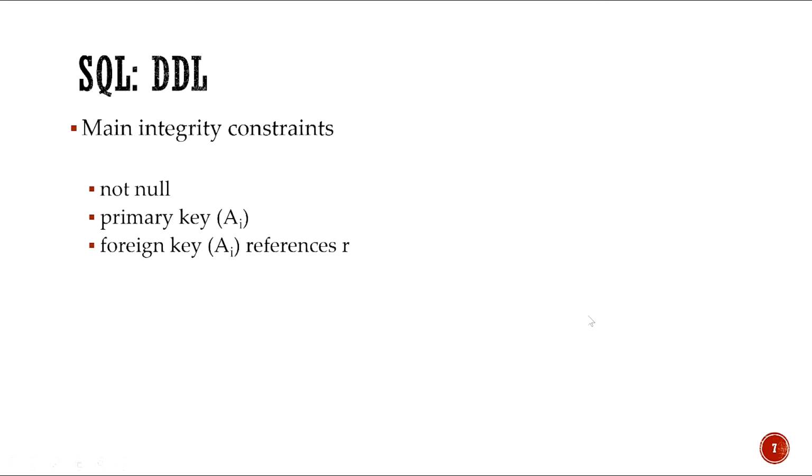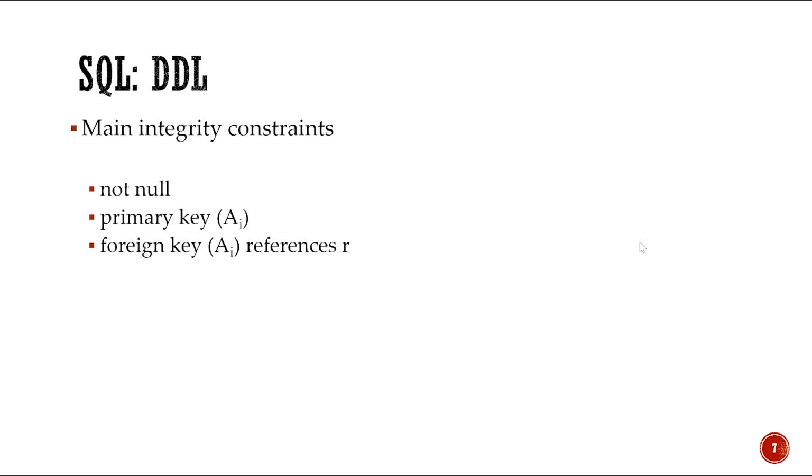We also have integrity constraints. In order to define the table, we need to specify the integrity constraints. Integrity constraints guard against accidental damage to the database by ensuring that authorized changes to the database do not result in a loss of data. Here you can see three main integrity constraints. The first one is not null. It means that the value for that attribute cannot be null.